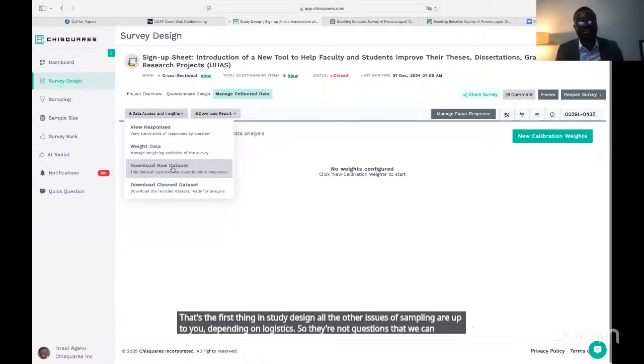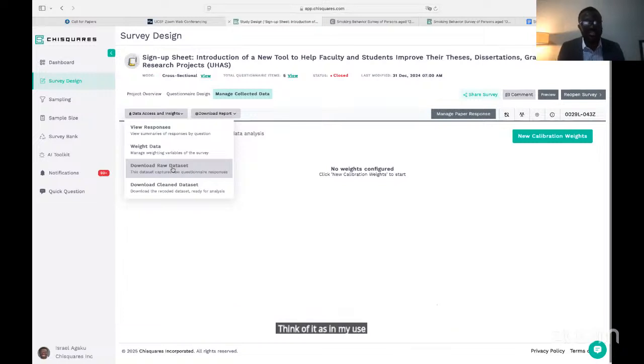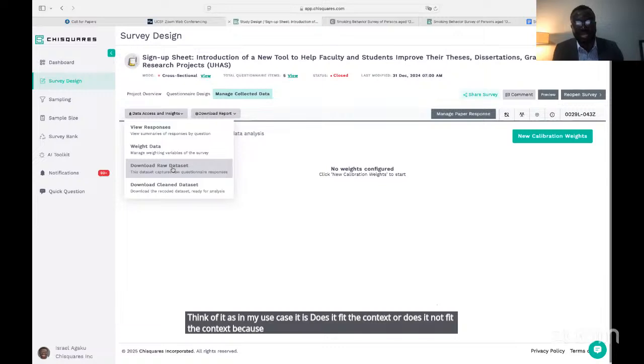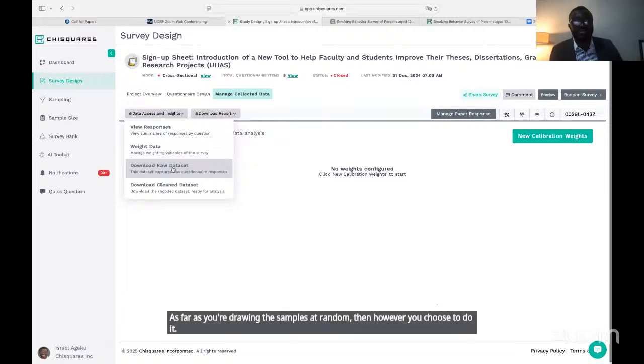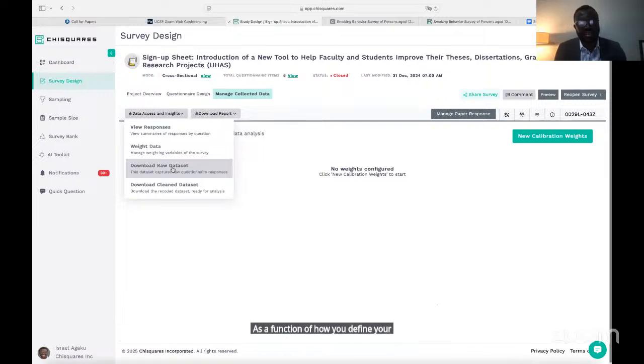It depends, and that's the point I was trying to make earlier. Don't think of it as, is it right or wrong? Think of it as, in my use case, does it fit the context or does it not fit the context? Because that is what matters essentially. As far as you're drawing the samples at random, then however you choose to do it as a function of how you define your population is fine.